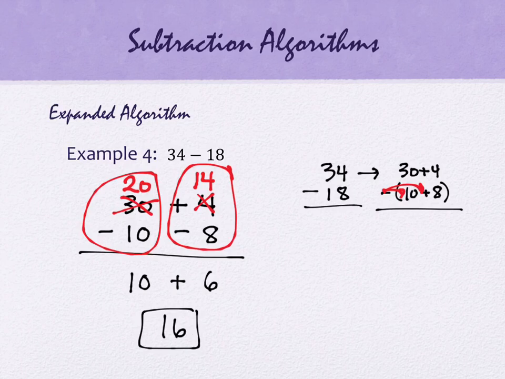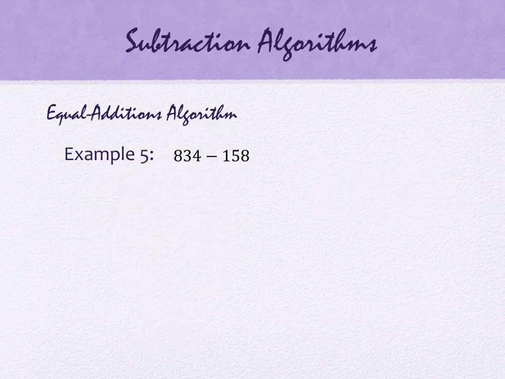Is that okay? Okay, the last one is another one that we saw a version of. It's called equal additions, and we saw this happen as well in the addition section, but it looks again a little bit different here. So this is 834 minus 158.